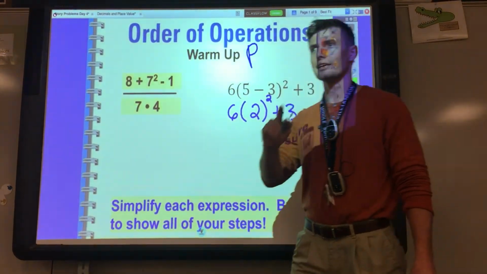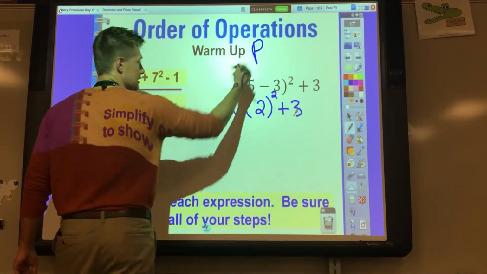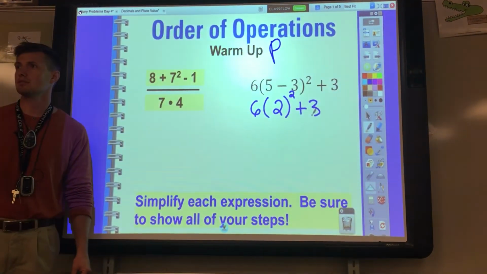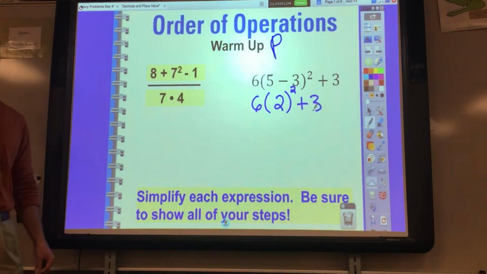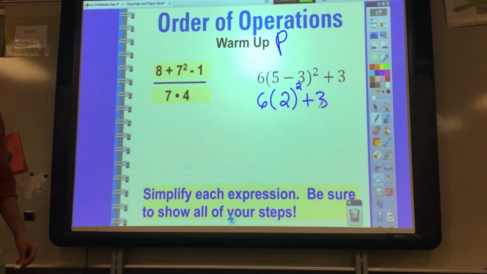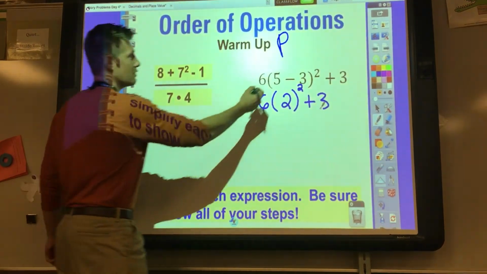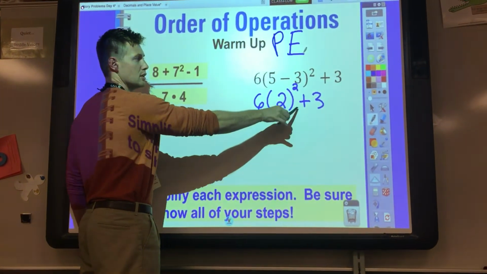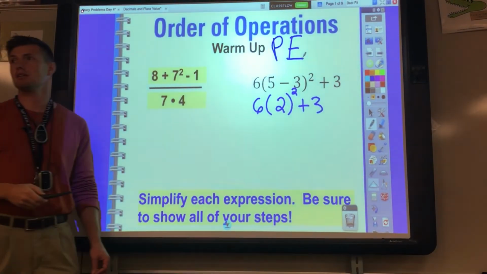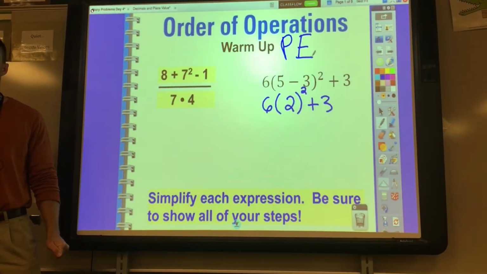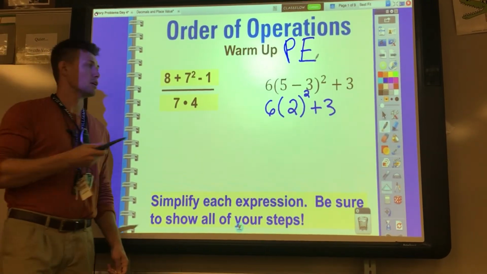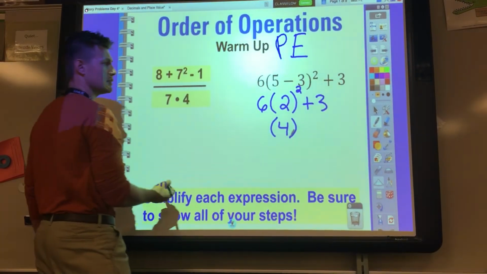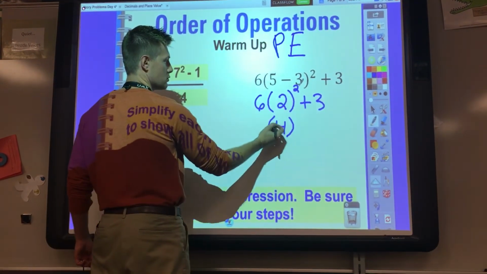Now, don't get tricked. We've done parentheses. What is our next step? What do we think? Michael? The exponent. We have to go to the exponent. So what is 2 to the second power? What do we get, Layla? 4. You're going to get 4. And this is still in parentheses, though. 2 to the second power becomes 4.